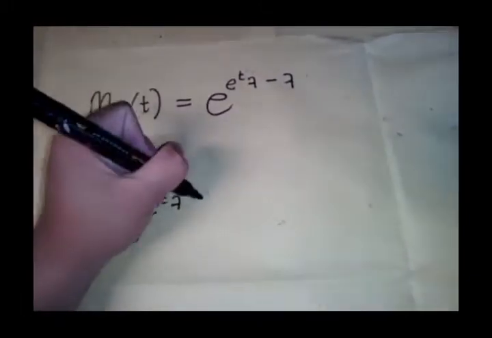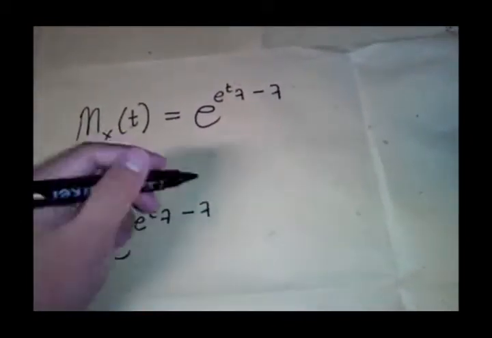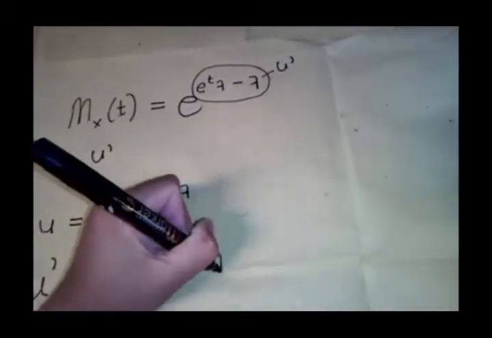So now we have our u equal to this whole expression, e raised to the power of e^t times lambda minus lambda. Then our u prime is the derivative of the exponent. So we need to get the derivative of this one. So u prime is equal to the derivative of e^t times lambda minus lambda with respect to t.